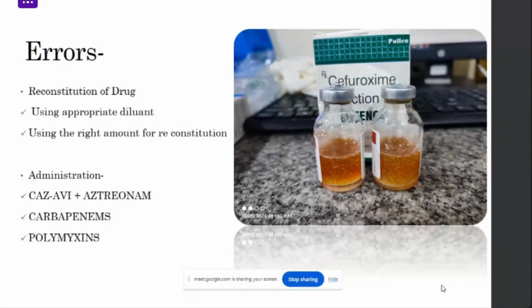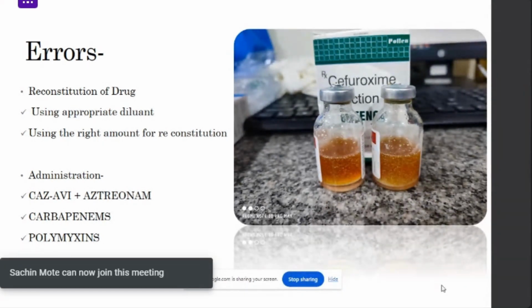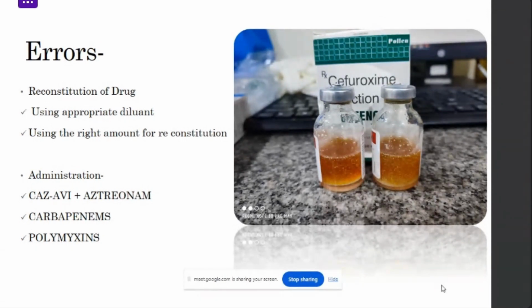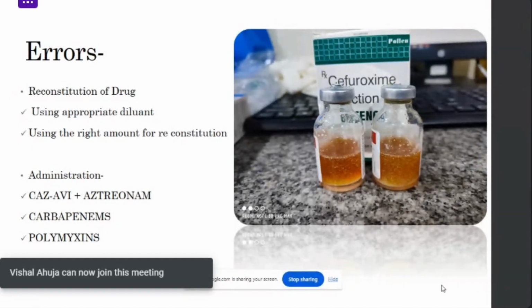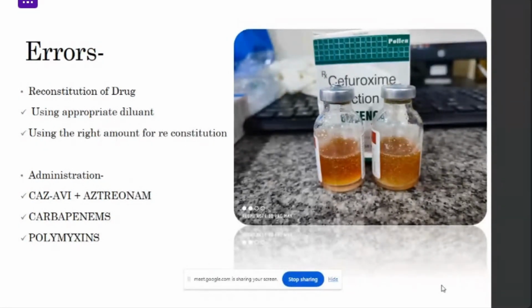It's a well-known antibiotic, which is a second generation cephalosporin, and it is used as a surgical prophylaxis. So the reconstitution needs to be proper, with the appropriate diluent and the right amount of reconstitution. You can see in the picture that it was not the right diluent and not the right quantity of diluent. If you talk about cefuroxime, it needs to be diluted in sterile water for injection instead of normal saline. In hospitals, you will see this kind of practice of using normal saline, and in this case 10 ml was used. So you will see that it has not properly dissolved.